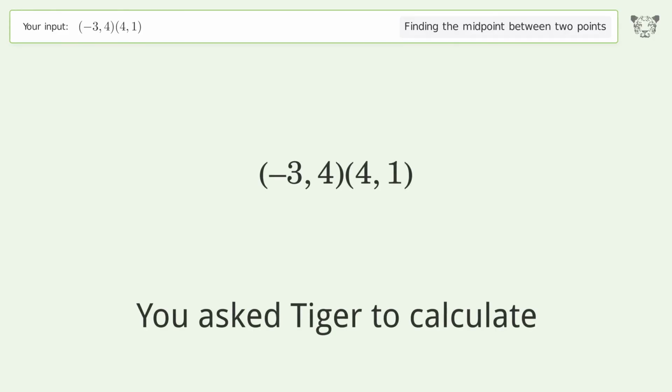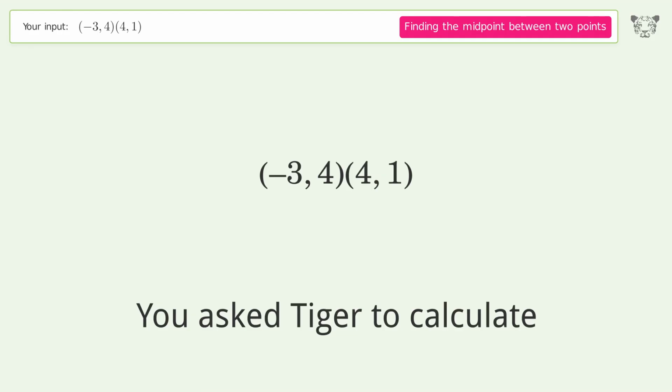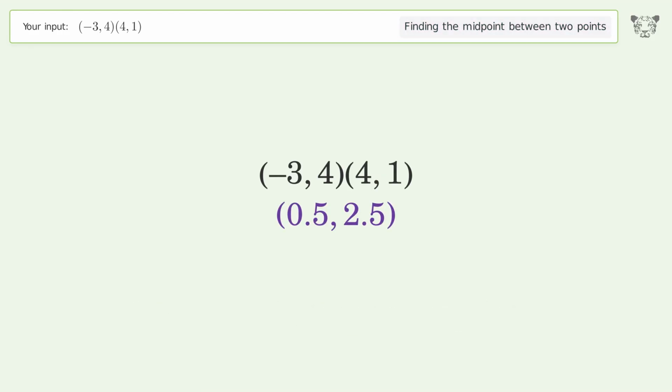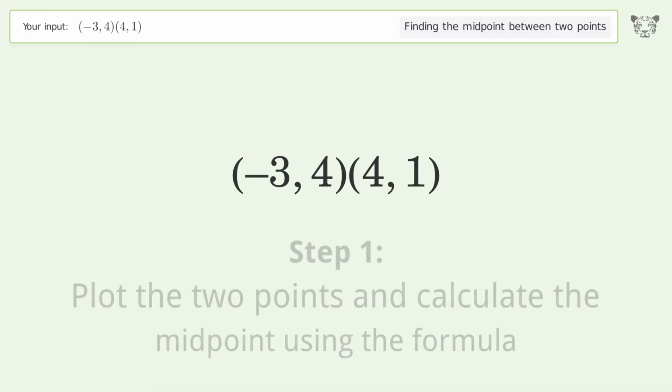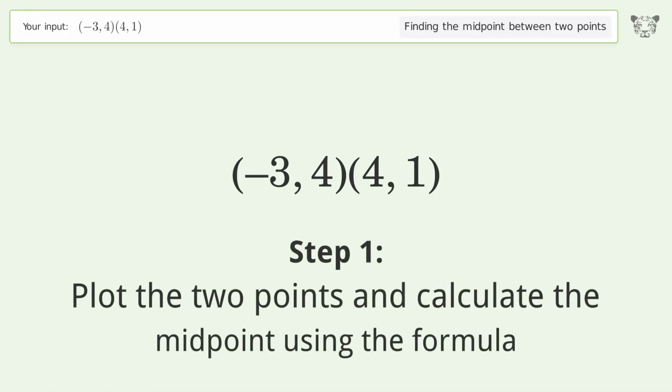You ask Tiger to calculate. This deals with finding the midpoint between 2 points. The midpoint between the 2 points is (0.5, 2.5). Let's solve it step by step. Plot the 2 points and calculate the midpoint using the formula.